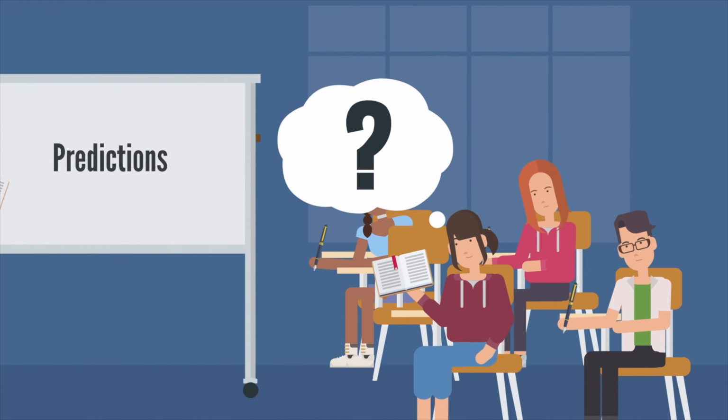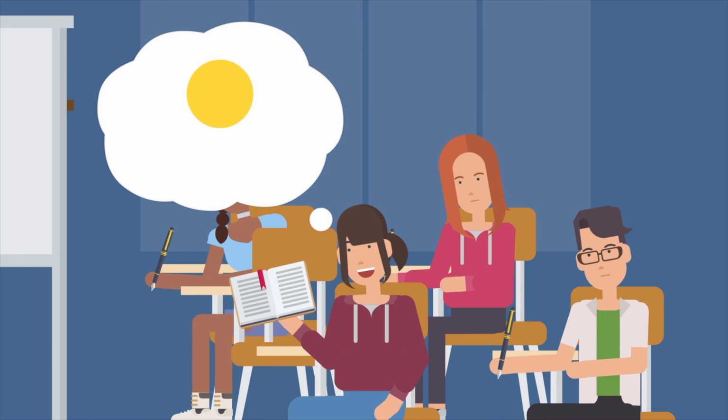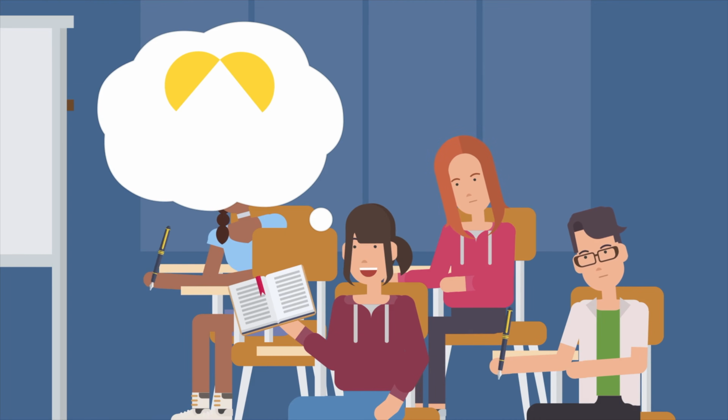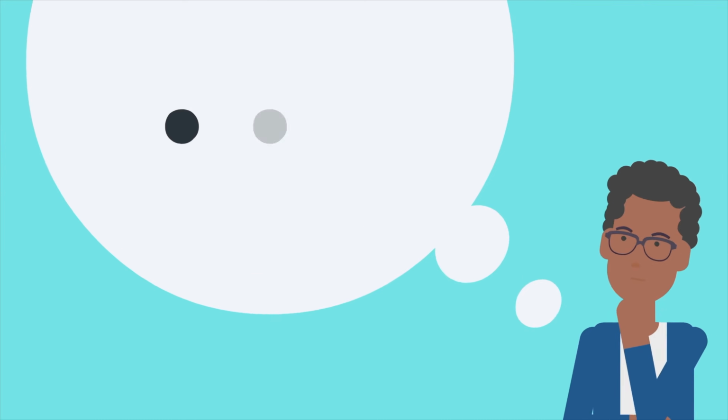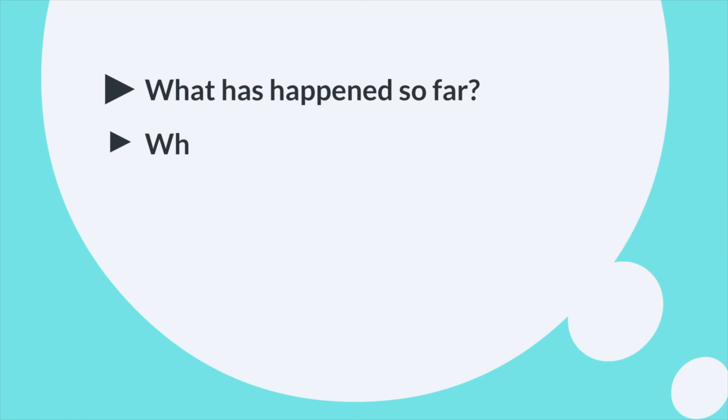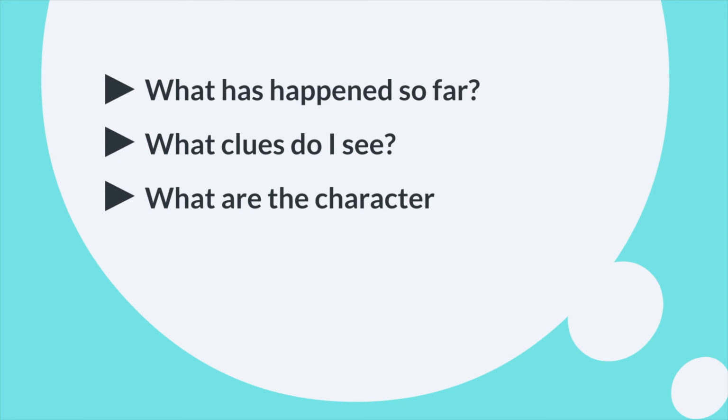Then, as you read, think about this. Is my prediction correct? Also, as you read, when you get to really exciting parts, you can stop and think, what do I think will happen next? To make predictions as you read, think of what's happened so far in the book, what clues you have, and what the characters are like to make your prediction.